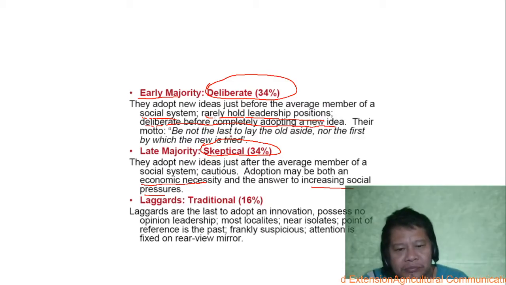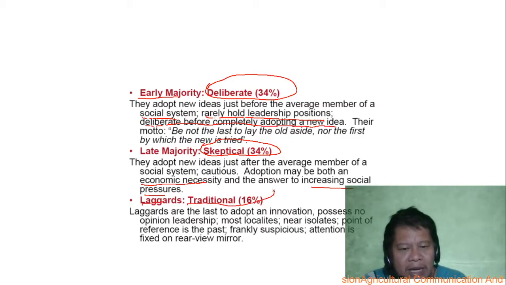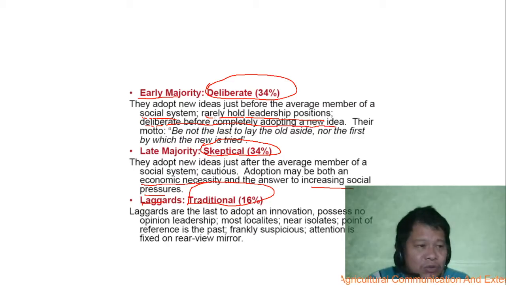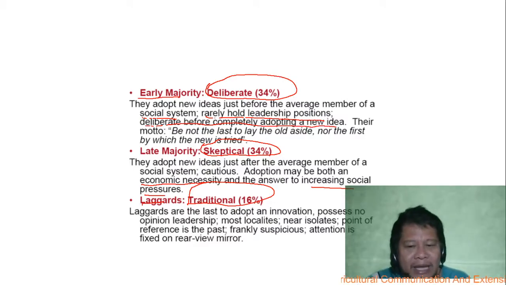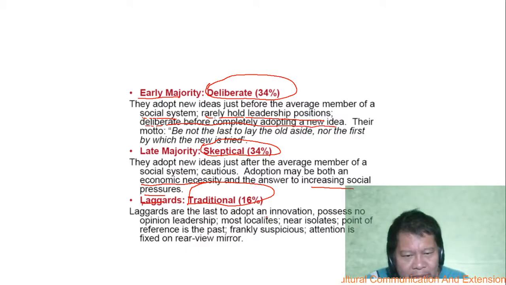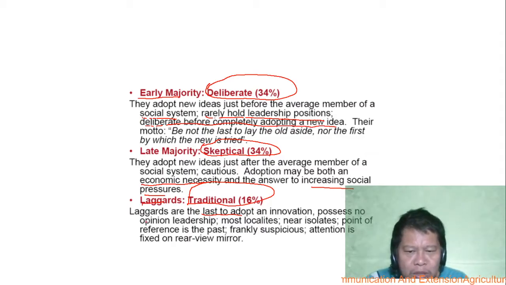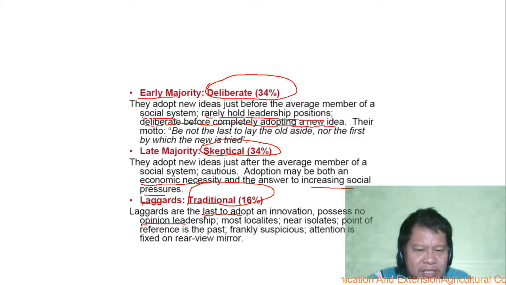And we also have the laggards. So the laggards, these are traditional, mga gahi patuon, mga old, conventional, mga karaan nga style. Laggards are the last to adopt an innovation, from the word lag, hinay. They possess no opinion leadership, are mostly localites, near isolates, murag wala sa mga grupo-grupo.